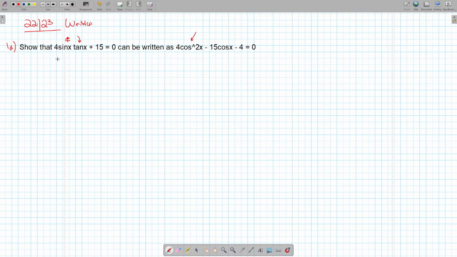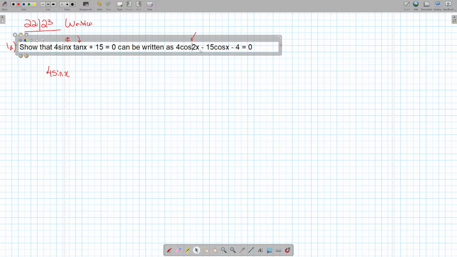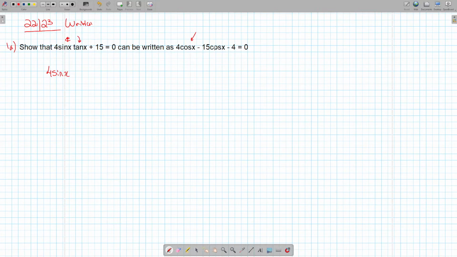Whenever you want to manipulate tan and change it into cosine, I always tell you to rewrite tan as sine x over cosine x. Please, if you're doing the written part, make sure you write down the x, don't just write sine. So write tan as sine x over cosine x, plus 15 equals 0. What happens here? We can change this into 4 sine squared x over cosine x plus 15 is equal to 0.